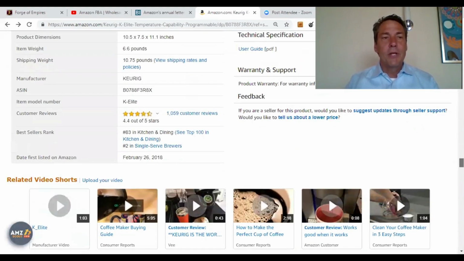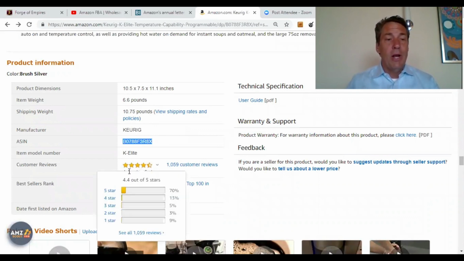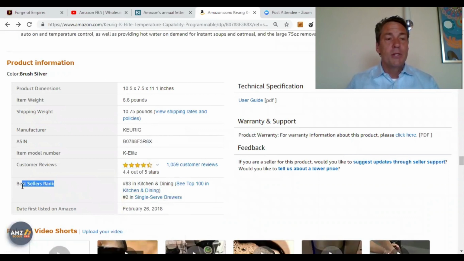Now in the product information section, there's a lot of really good information. We find the product dimensions, we find the product weight. Weight will come into play when we talk about shipping costs and things like that. Here's the ASIN number, the Amazon Standard Identification Number. That is absolutely paramount. Every product in Amazon has one of those. Then we come down here and we see what's called the BSR, or bestseller ranking. Now in this case, it says that it's number 83 and it's in the category of kitchen and dining.